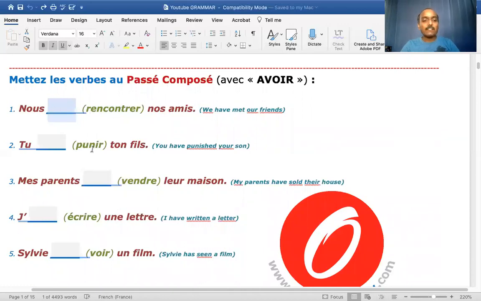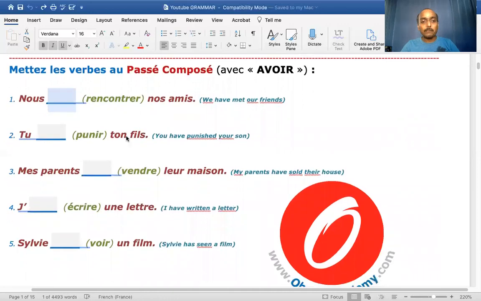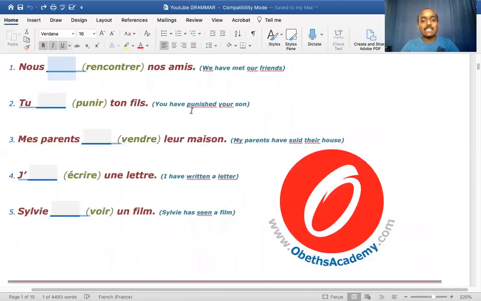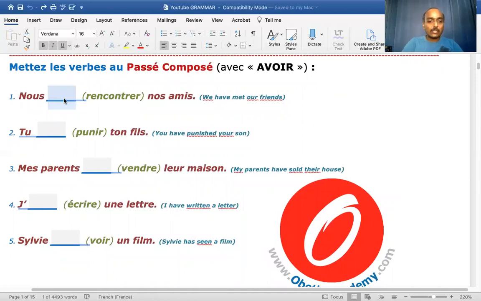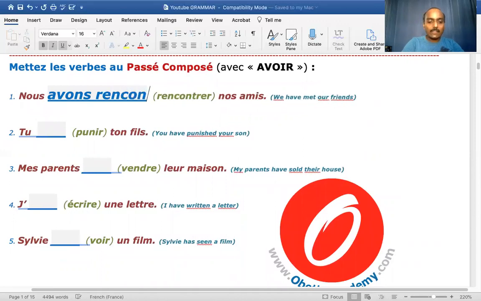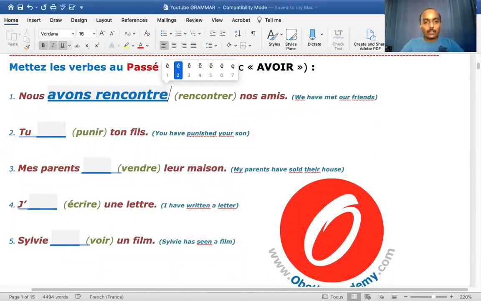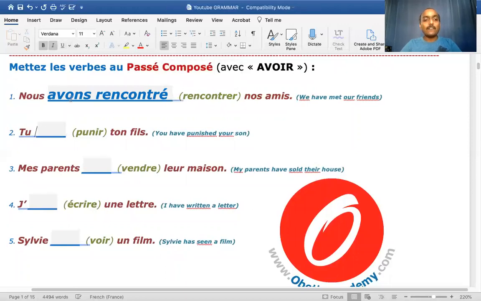When these 5 verbs are not found in the Dr. Mrs. Vandertramp list, we're going to use avoir as the auxiliary verb. When the subject is nous, your avoir conjugation is avons. And to get the past participle for rencontrer, you remove er and you put é acute: rencontré. This is how you'll get your past participle. So you've got nous avons rencontré nos amis. We have met our friends.